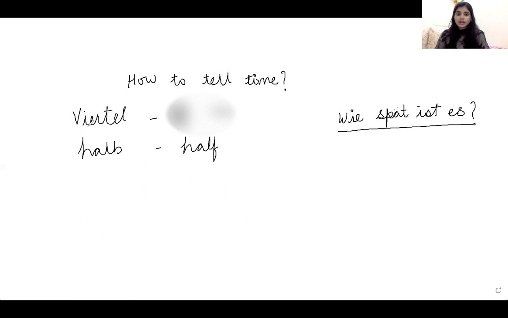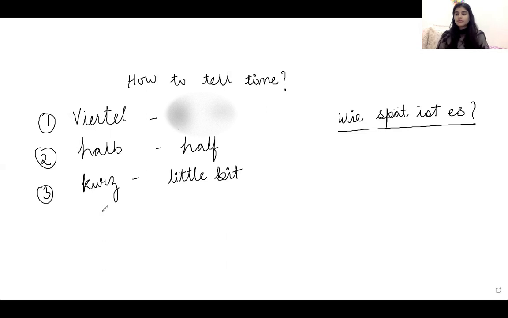So before learning the complete phrases, how to tell time, you have to learn a few basic words related with time telling. So number one is Viertel, that is quarter. Number two is halb, means half. Then comes kurz. Kurz, little bit, or for a few minutes you use it, little bit.